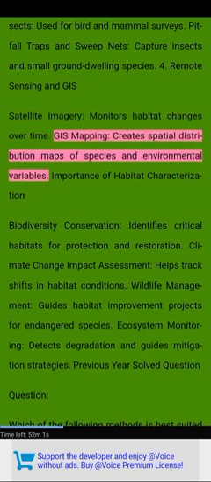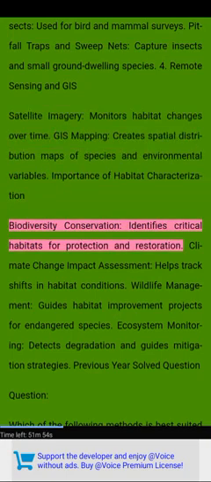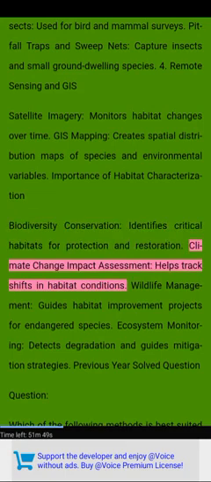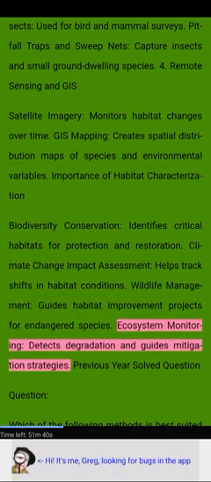GIS mapping creates spatial distribution maps of species and environmental variables. Importance of habitat characterization: biodiversity conservation identifies critical habitats for protection and restoration. Climate change impact assessment helps track shifts in habitat conditions. Wildlife management guides habitat improvement projects for endangered species. Ecosystem monitoring detects degradation and guides mitigation strategies.